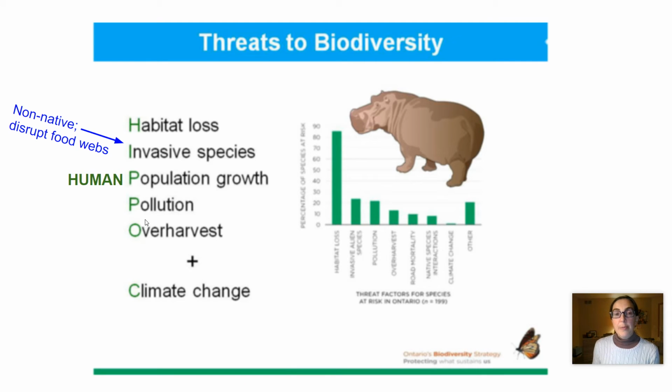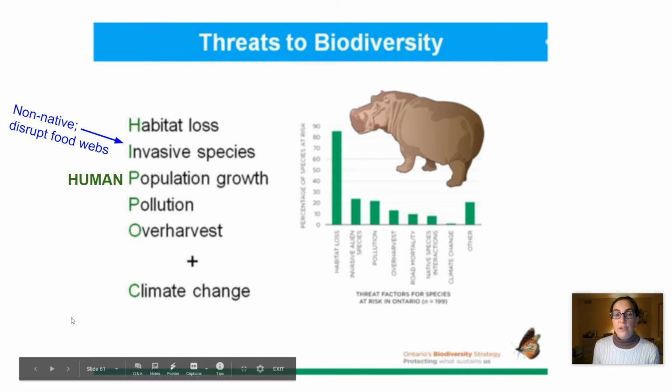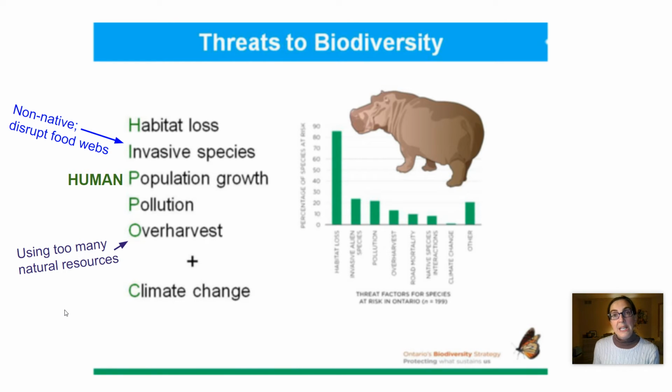Pollution is also probably a pretty self-explanatory one. That could be air pollution, water pollution, all different types. The O at the end of HIPPO stands for over-harvesting. This is also sometimes referred to as overconsumption, and it basically just refers to when humans use too many natural resources. So that goes back to that ecological footprint idea, the fact that we're using more than our fair share of the resources on the planet.